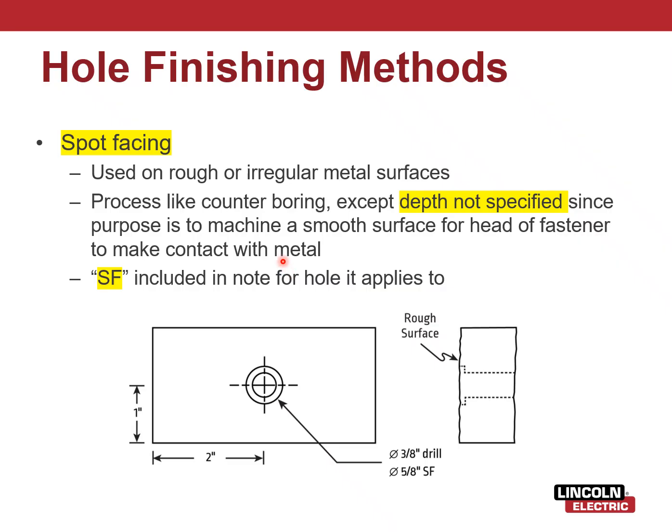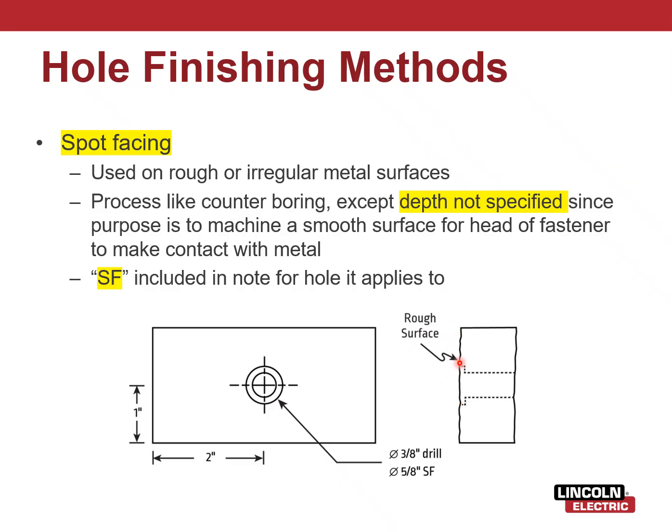And then spot facing, this is similar to counter boring, except the depth will not be specified. Okay, so this is meant for when you have a rough surface, like an uneven surface. When you're using fasteners, bolts and nuts, you want the bottom face of that bolt to be flat. You don't want it on an uneven surface. You want it as flat as possible. That's going to give you the most tensile strength.